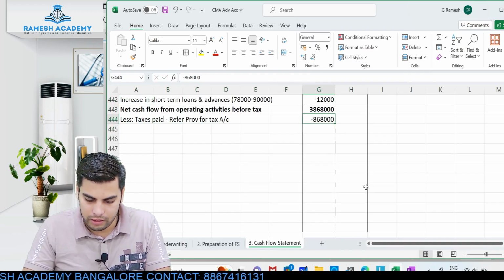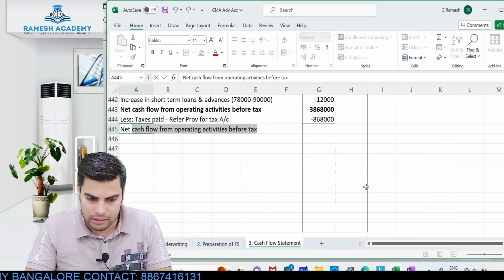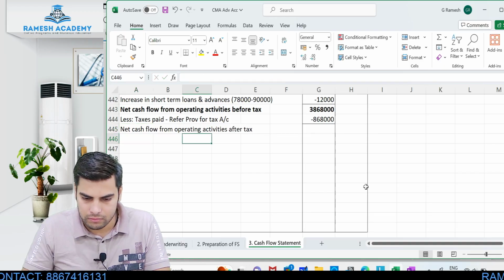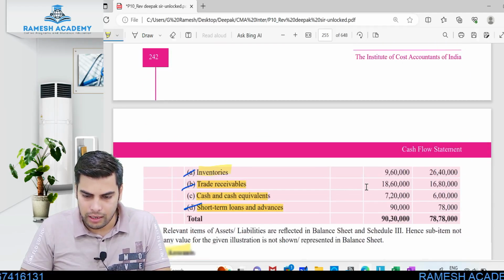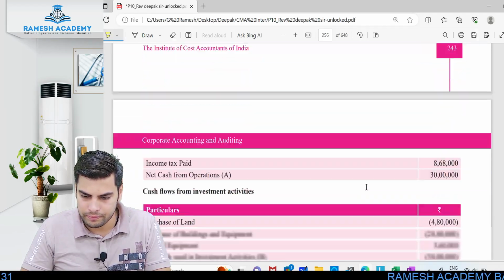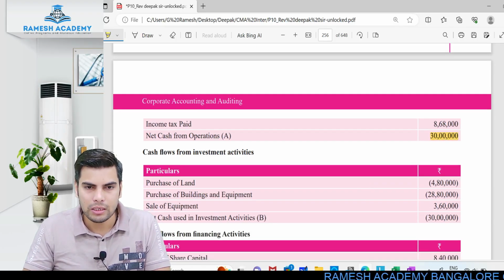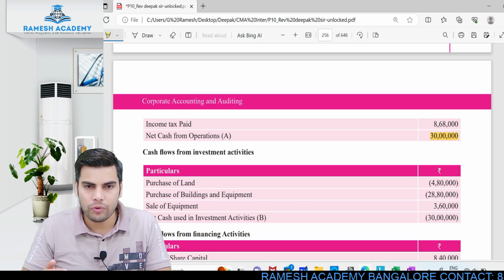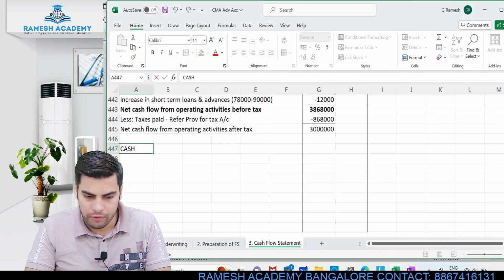So how much would be the net cash flow from operating activities after tax? It would be 30 lakhs. Let's cross check with the solution. Yeah, absolutely the same. 30 lakh rupees. Once you are done with this, the next thing to calculate is the cash flow from investment activities, and then finally the cash flow from financing activity.